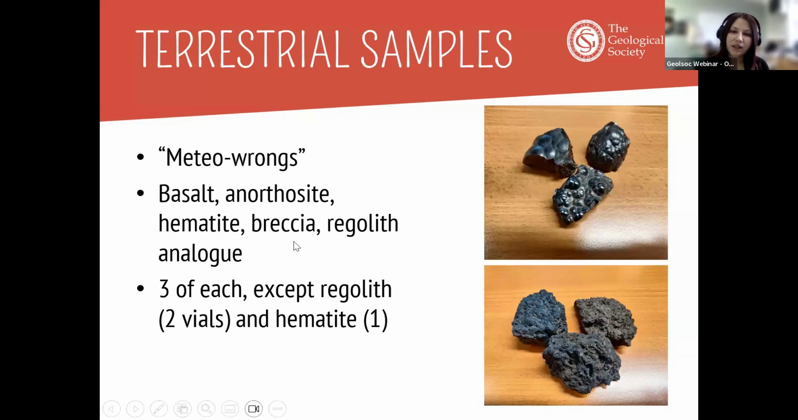There will be 3 of each rock, except for hematite, which will just have 1 specimen, and the regolith and analog, which are little vials with dust from the Moon and from Mars. There'll be two vials. And I should have said this, there is 1 of each meteorite, so as in 1 specimen of each individual meteorite.